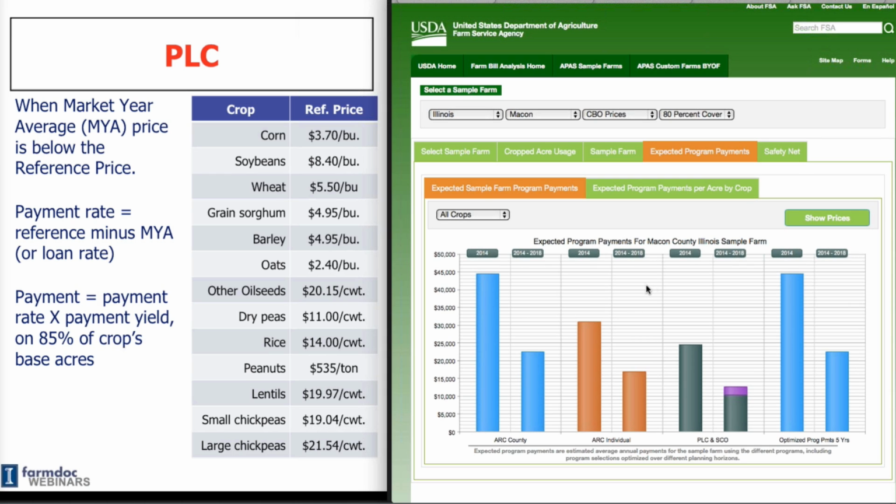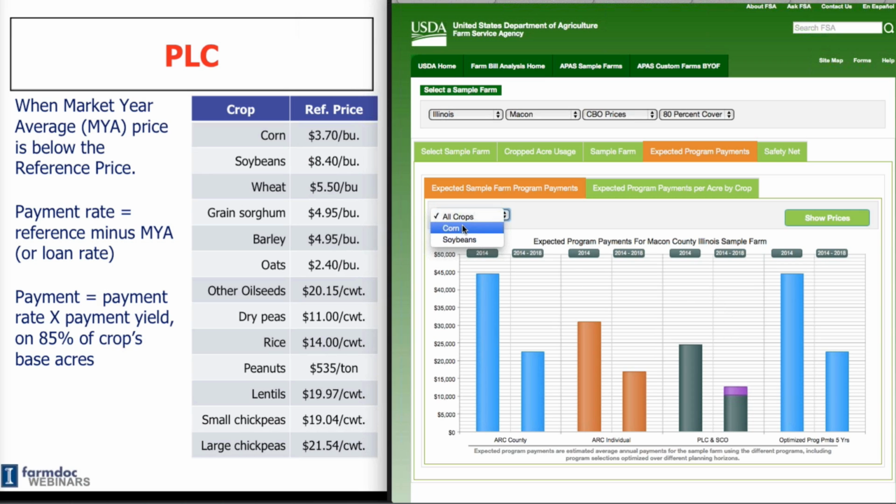We then, if you go into expected payments, it's going to give you expected payments for ARC County, ARC Individual, and PLC. And the first bar is for year 1 for our sample farm, then all years. The second bar there is just an average payment level if you're looking at this over the whole 5-year Farm Bill period. The first bar is the expected payment just for 2014. So this gives us it for all crops.